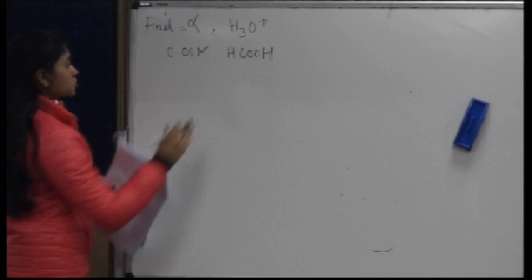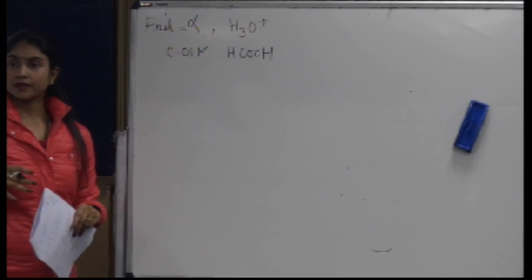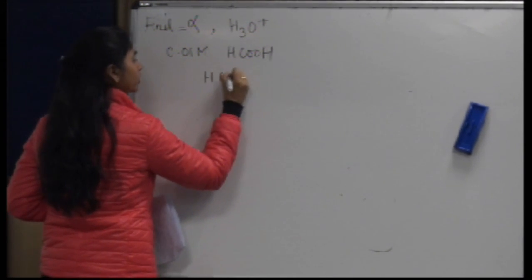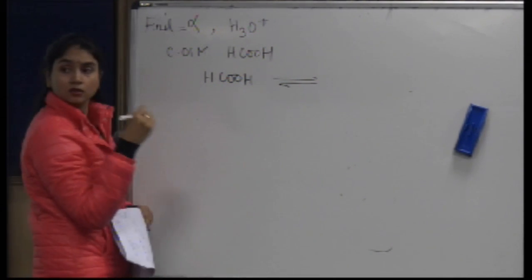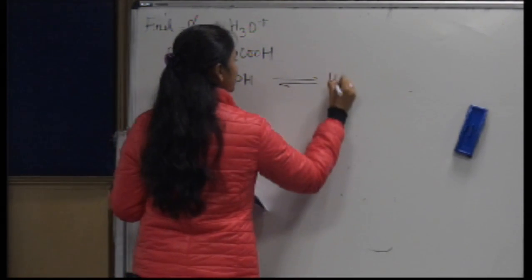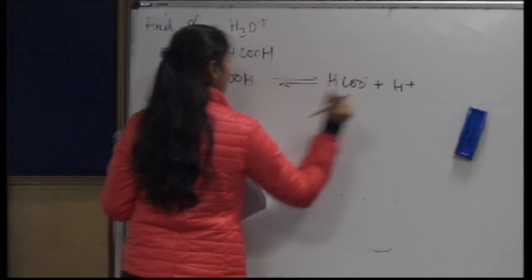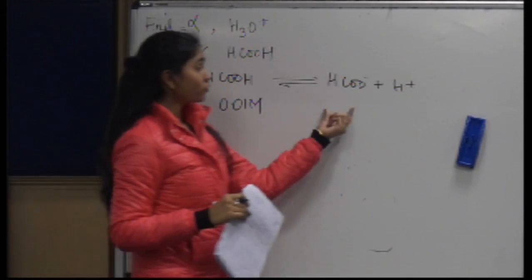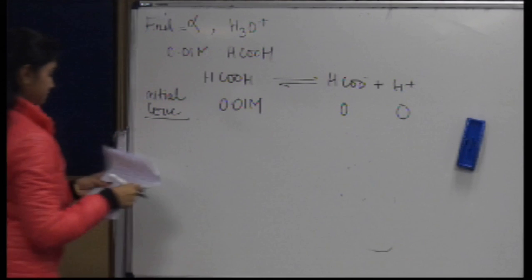Okay, so first thing which comes to our mind is we should have an equation. I'm not going to take water here because the concentration of water remains constant. So this will dissociate to give you formate ions and H plus ions. Okay, so what would be the initial concentration? Concentration of formic acid, good, 0 and 0.